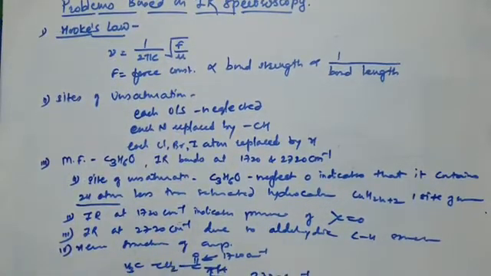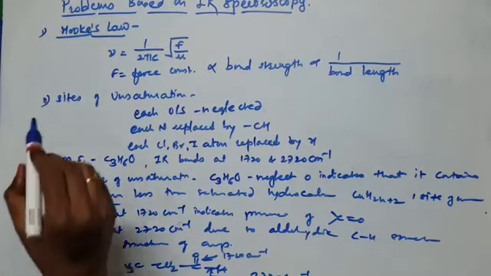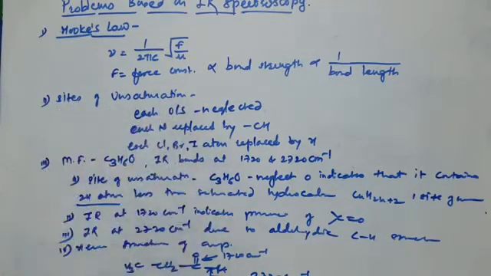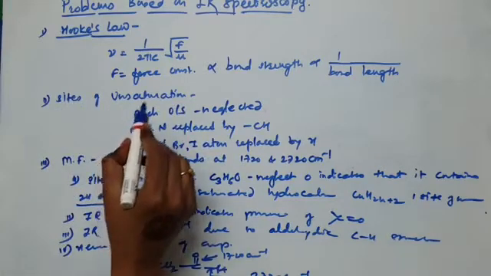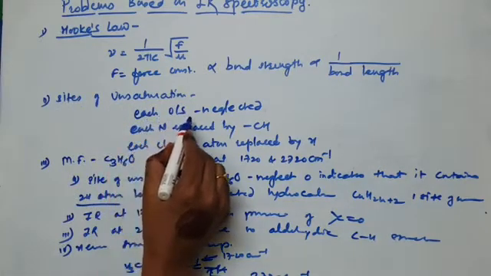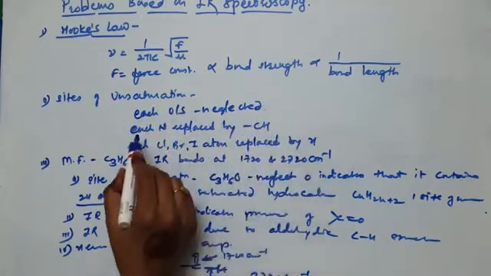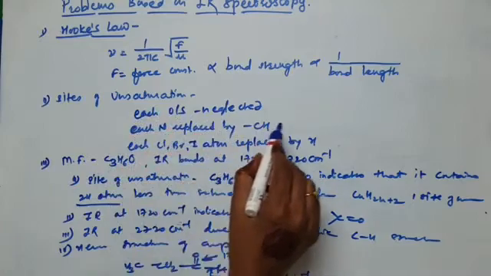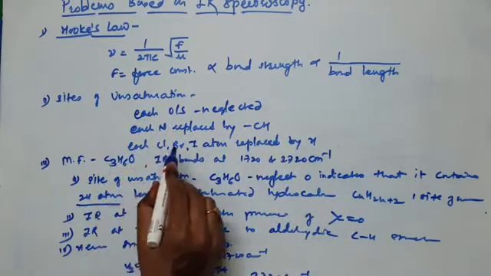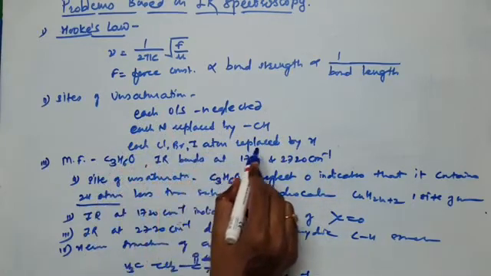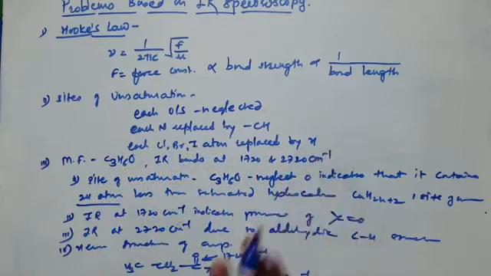Now another thing is how to calculate the sites of unsaturation while solving the problem. For that, the rule is that if the molecular formula contains oxygen or sulfur atoms, each oxygen and sulfur atom is neglected, each nitrogen atom is replaced by CH, and each chlorine, bromine, iodine atom is replaced by a hydrogen atom. Now here is the first problem.